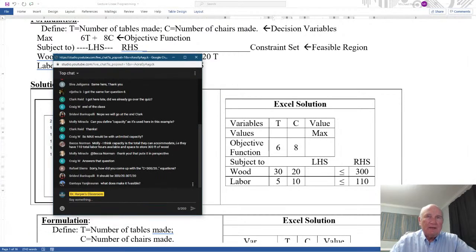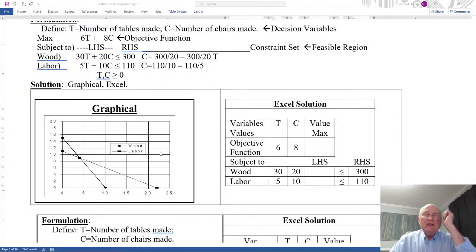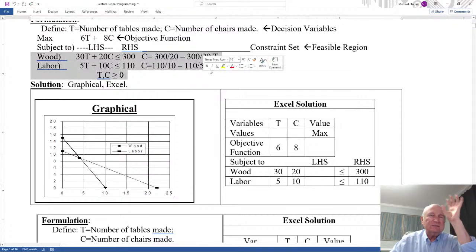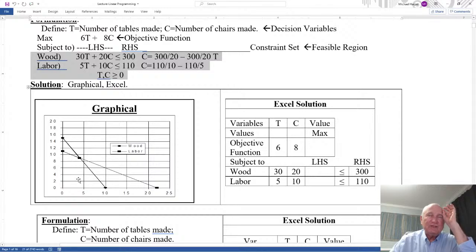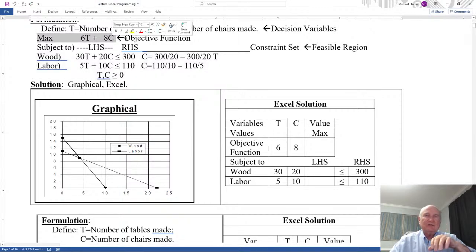Okay, what does make it feasible? What feasible means is that every point in this region will satisfy all these constraints simultaneously. So every point in this region would be a candidate for a solution. So the linear program is a point in this region which satisfies all these constraints at the same time, that point or points which yields a maximum for our objective function. That is the solution to this linear program, and we'll call it an LP.